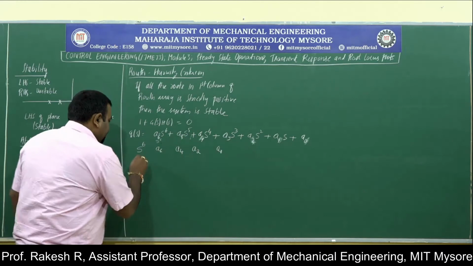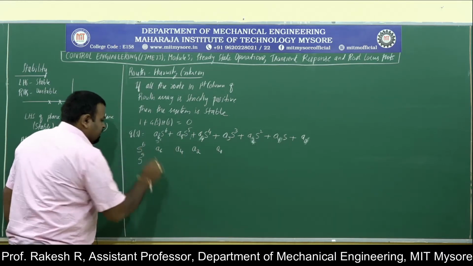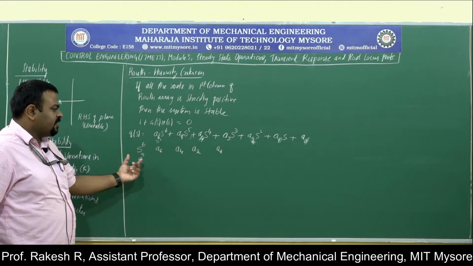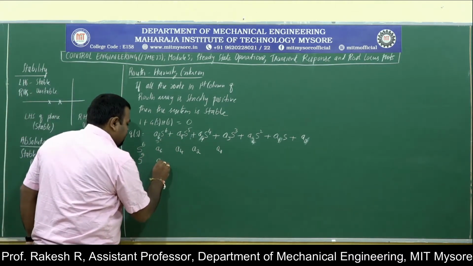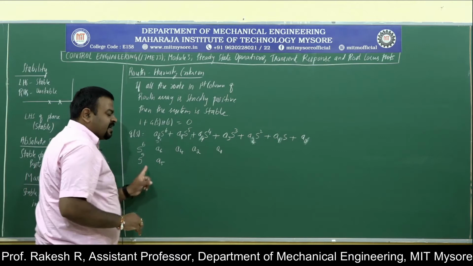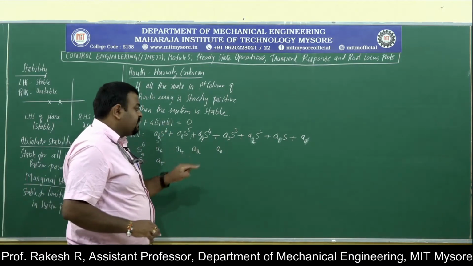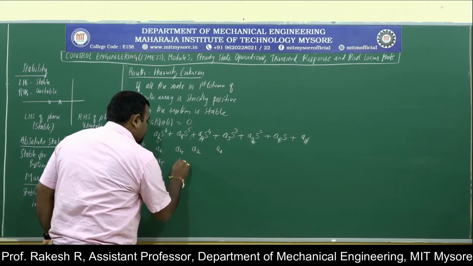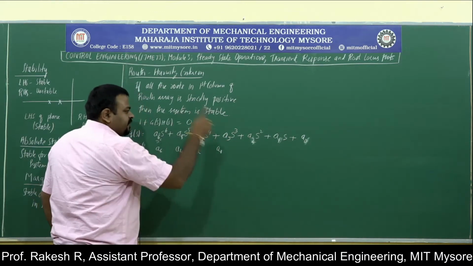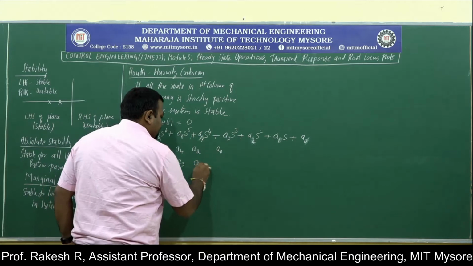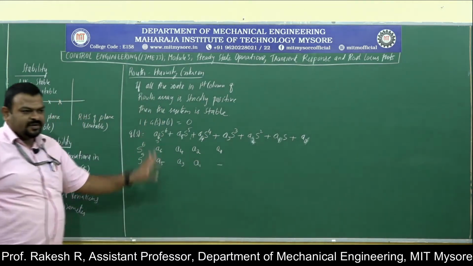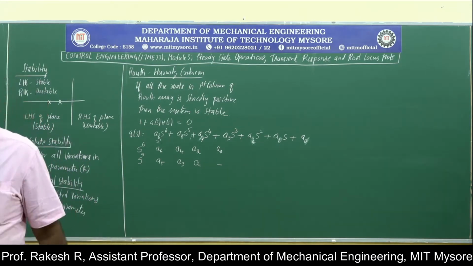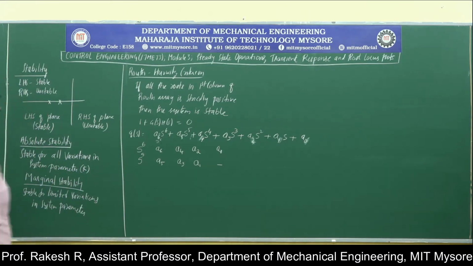Next is odd, s to the power of 5. Again, you have to write the coefficients. What is the coefficient of s to the power of 5? It is a5. What is the coefficient of the next decreasing odd power? The next decreasing odd power is s cube. The coefficient of s cube is a3. The coefficient of s is a1. There is no term after that, so you can leave a dash. These two rows are referred to as the Routh array.